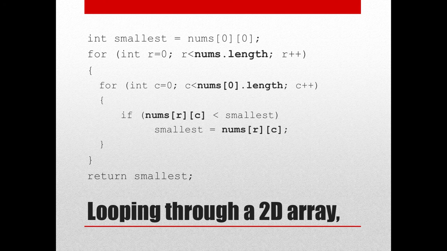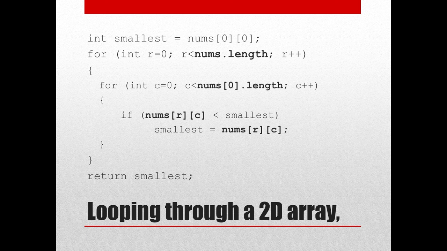Then we do these two nested for loops. Again, nums.length is the number of rows. nums[0].length is the number of columns. And then I say if nums[r][c], that's the rcth element, is less than smallest, then hooray, we have a new grand champion smallest. And then I say smallest equals that element.